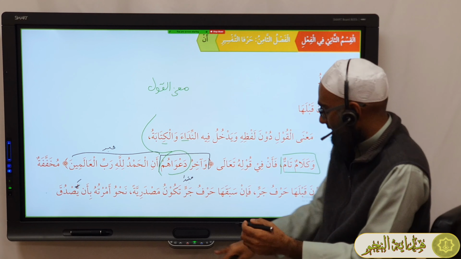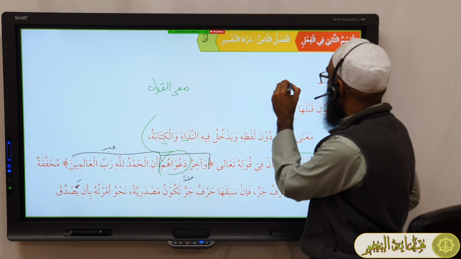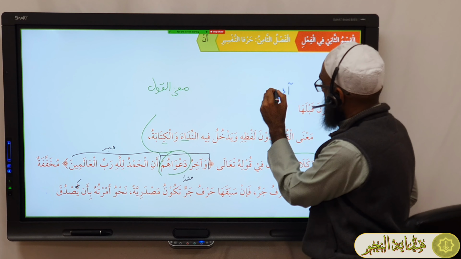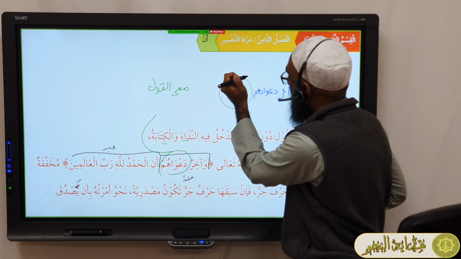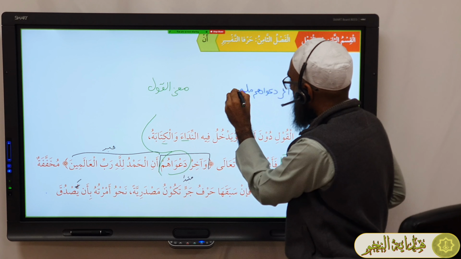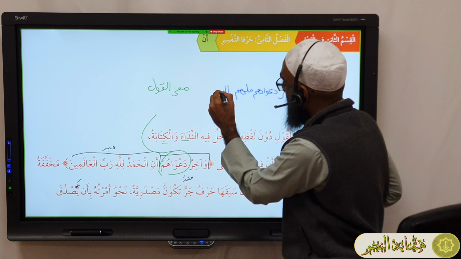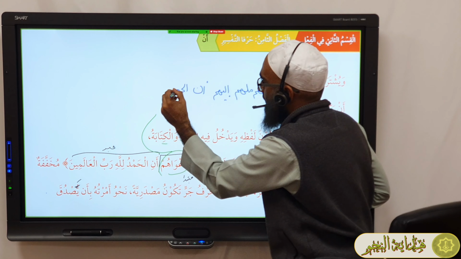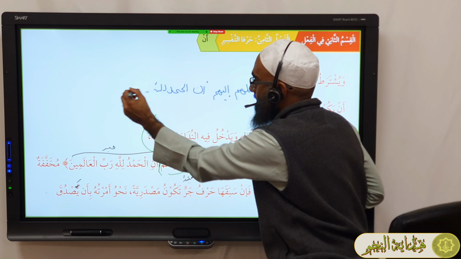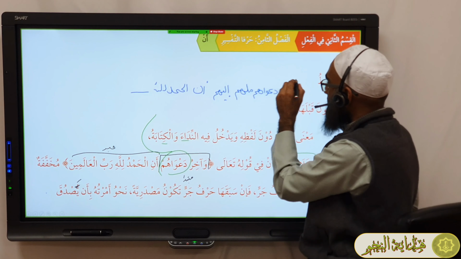For example, if we had, for example, fi ghayr al-Quran, wa akhiru da'wahum مسموع, ملهم إليهم. Their saying or their da'wah will be inspired unto them. Alhamdulillah Rabbil Alamin. Now we can say it's tafsiriyah because da'wah is ma'na al-qawl duna lafzihi.